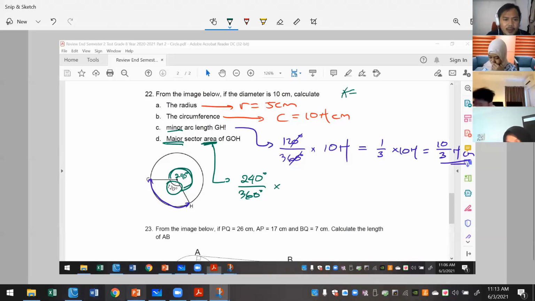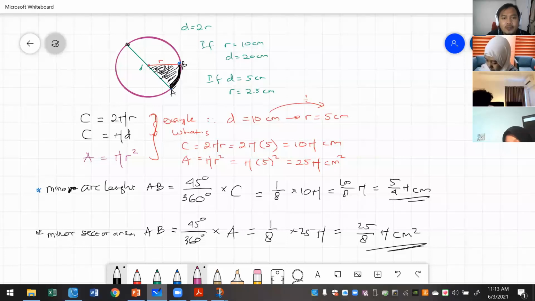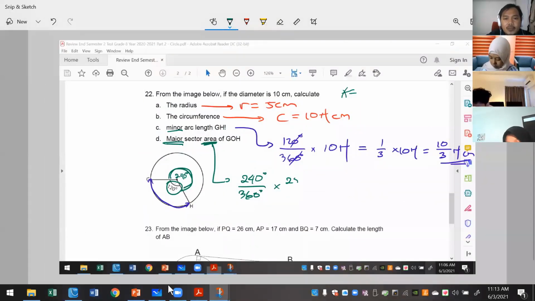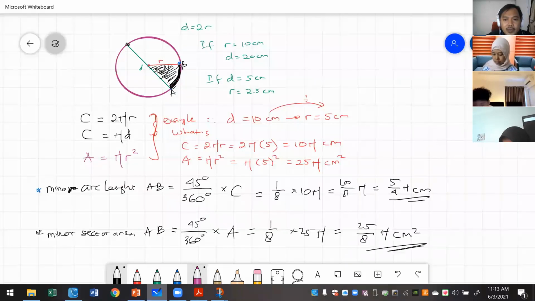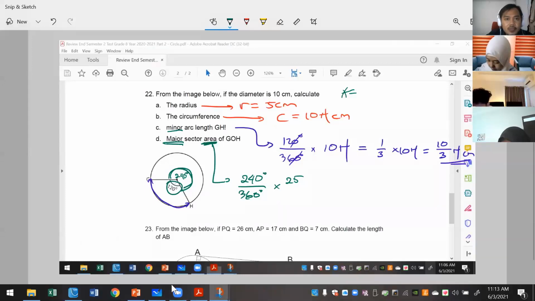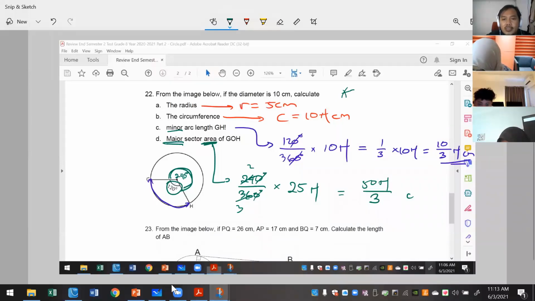What was it? I forgot. 25 pi. So multiply that with 25 pi. Okay, so again, we can simplify that 240 over 360, just cancel the 0 and divide both by 12, you get 2 over 3, and just multiply that, you get 50 pi over 3 centimeters squared. Remember, you don't have to make this into decimals, and if you have a fraction, just write it down as a fraction. As long as it is the simplest form of fraction, it will be fine.